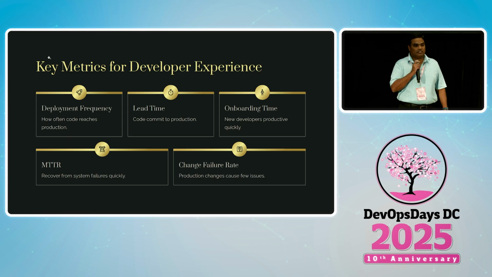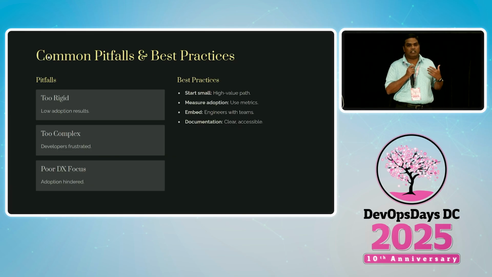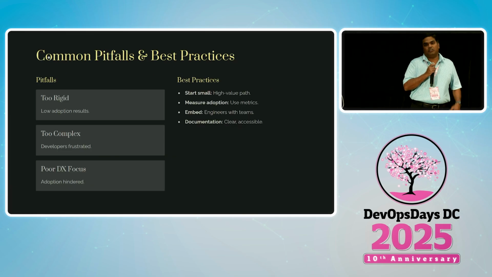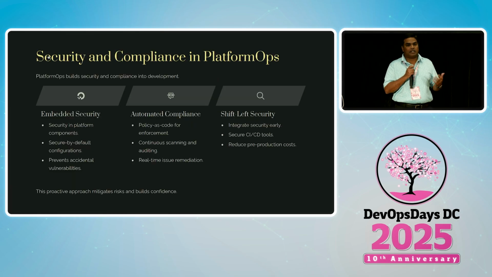Coming to the key metrics, definitely how we are measuring the key metrics for developer experience, mainly with deployment frequency, lead time, MTTR, onboarding times, and change failure rate. So we measure those key metrics for developer experience. Even with PlatformOps, platform operations, we have pitfalls, mainly too rigid infrastructure or environments, or too complex architecture. The best practice is to make it simple. That's the only thing we can do.